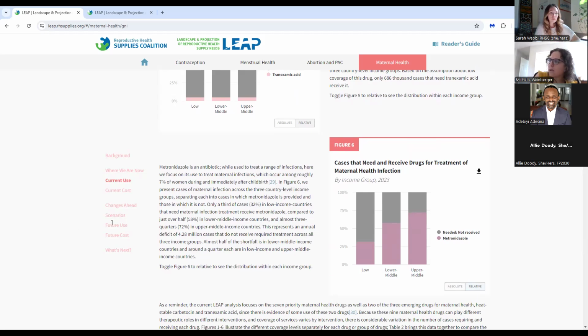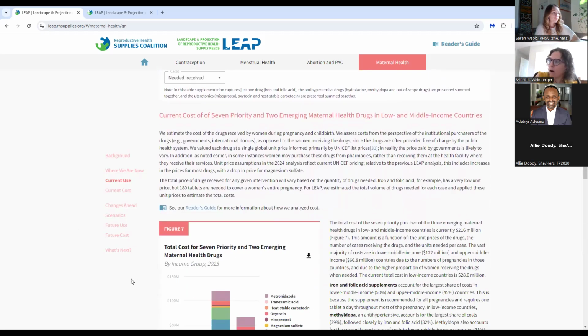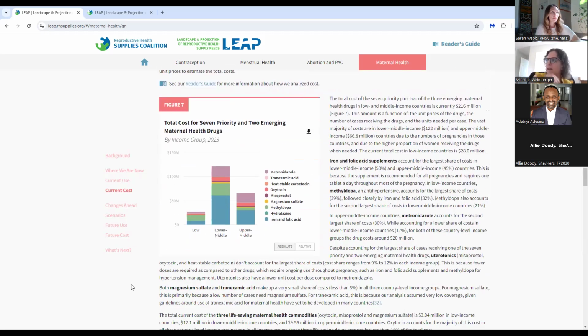And then if we look at the current costs, we see that a lot of the cost is coming from iron and folic acid. That's partly because just so many people need it and they need a lot of it, right? If it's recommended for all pregnant women, and then those women are taking iron and folic acid throughout their pregnancy, there's just a very high volume of drugs that are used. So that's part of why we see that much higher cost. And then we see some other cost drivers.